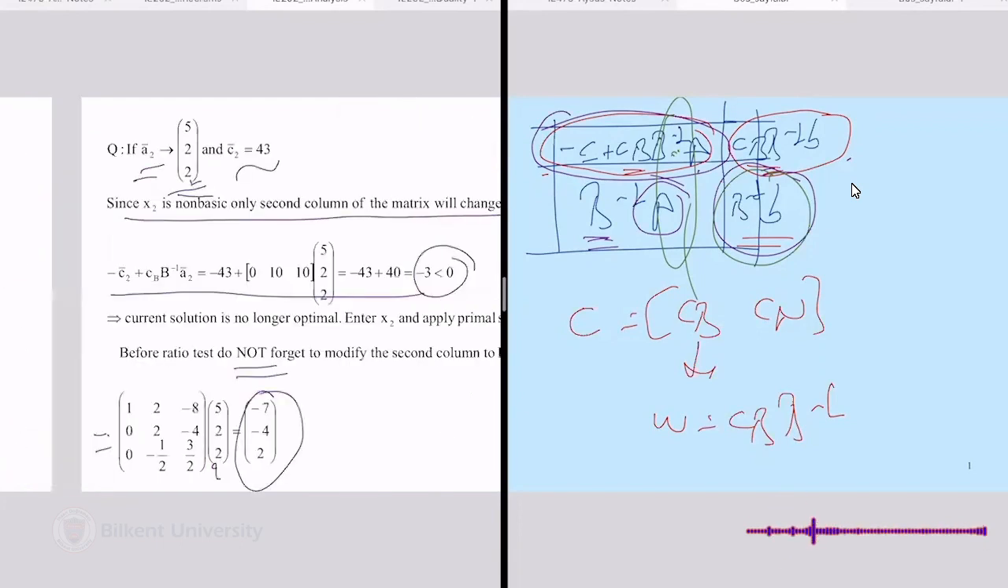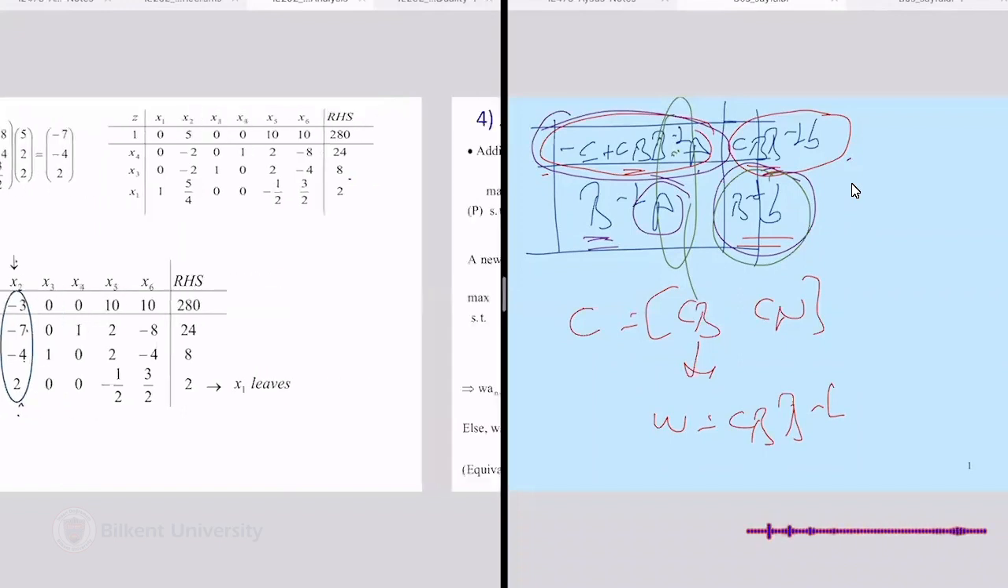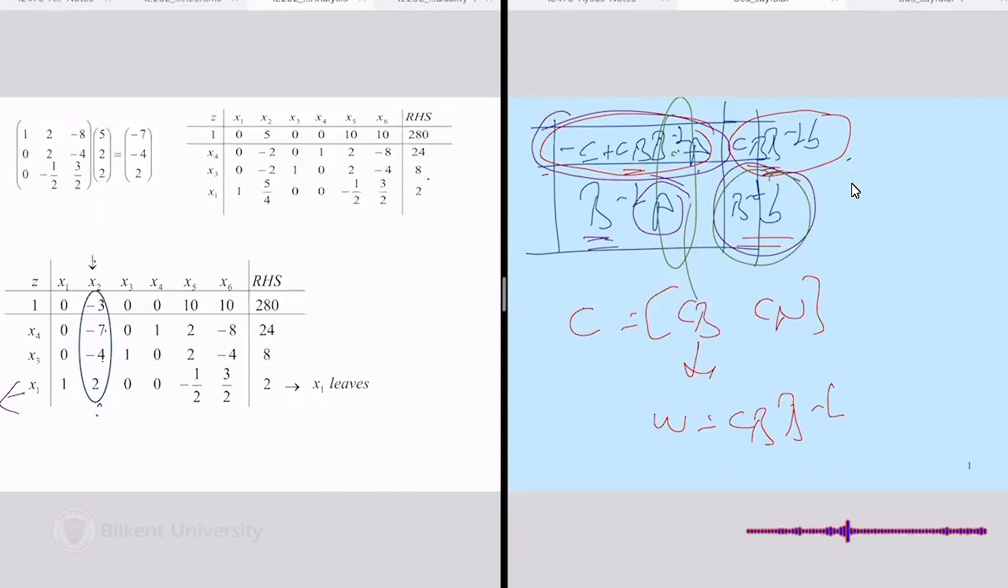So you get your new table. This was the original table. This is the new table. It's a -3 and -7, -4, 2. Now apply simplex. There's a negative entry who wants to enter with the new consumption vector. So it's profitable for us to produce that. So X2 enters, and with the ratio test, X1 leaves. And I didn't finalize the ratio test here. Okay?